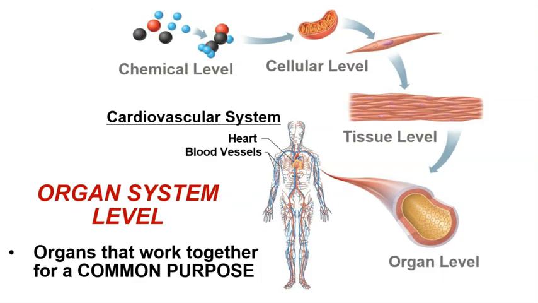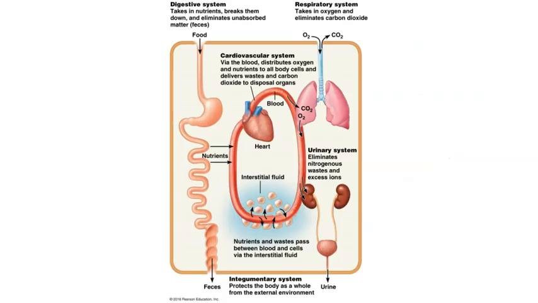Organs that work together to accomplish a common goal or purpose are referred to as an organ system. We'll see that there are 11 organ systems in the human body, and their structures and functions are going to be explored in a little bit more detail in Lab 1. So this diagram here illustrates the fact that the organ systems are interconnected and dependent upon one another.